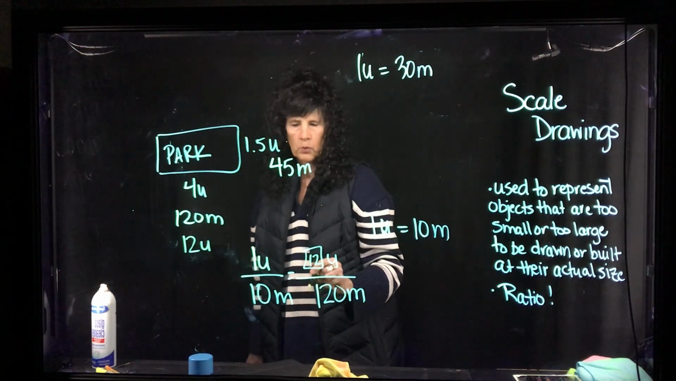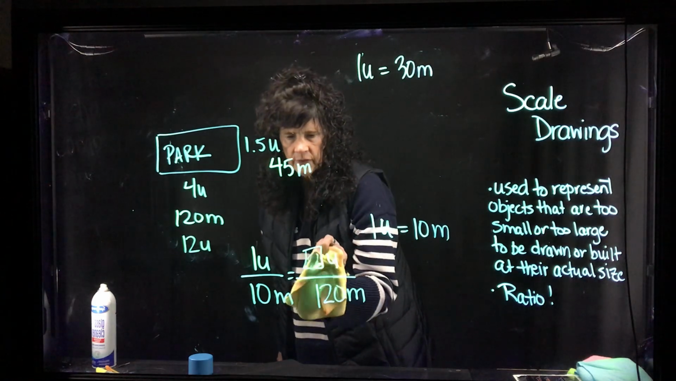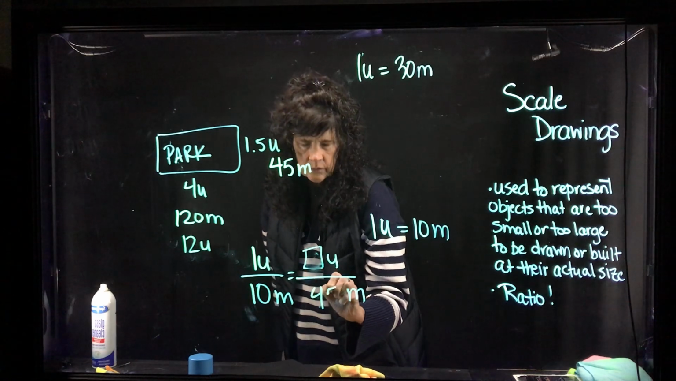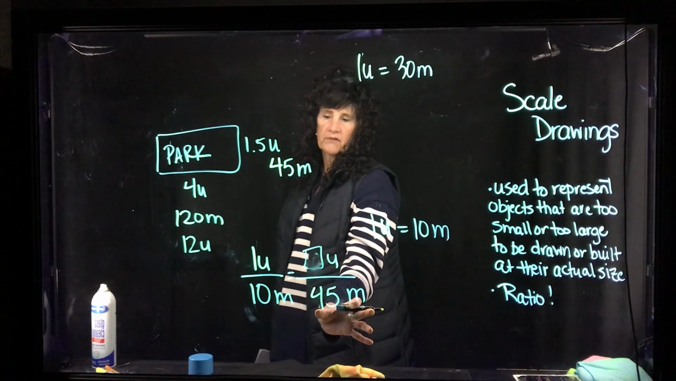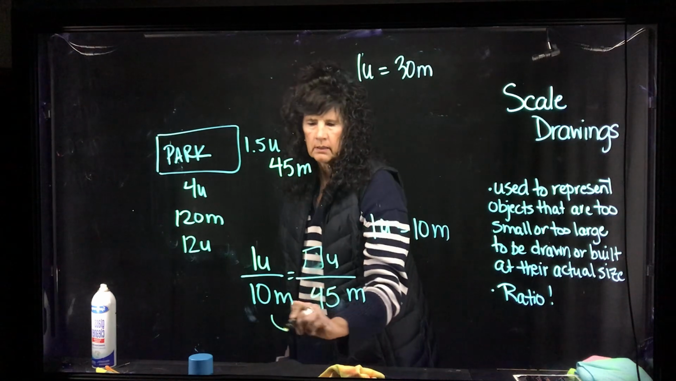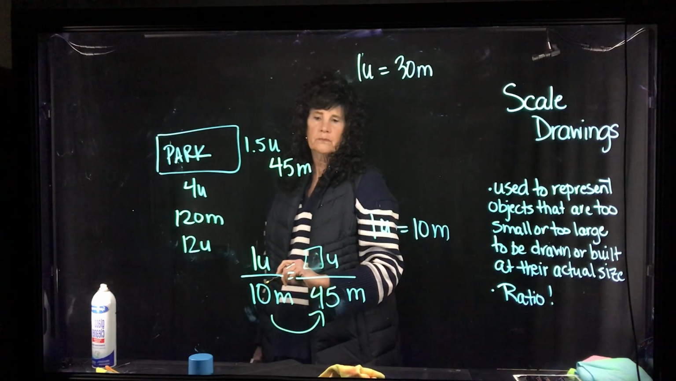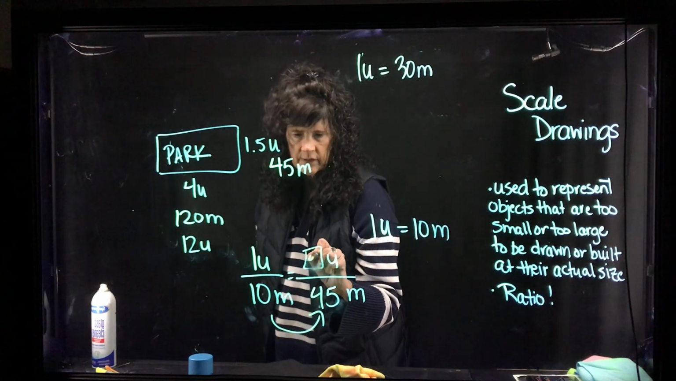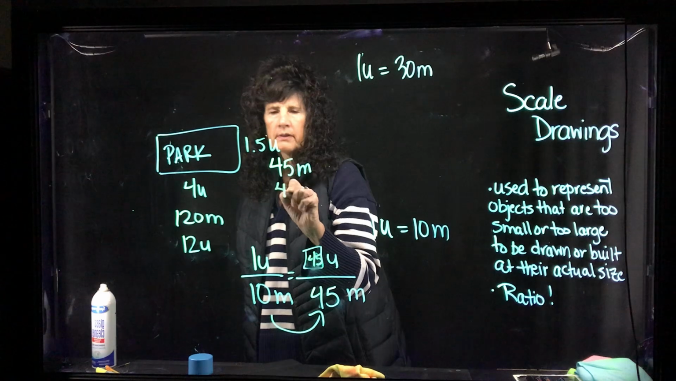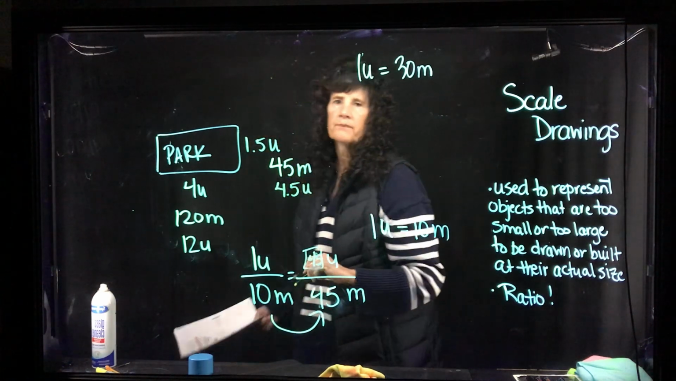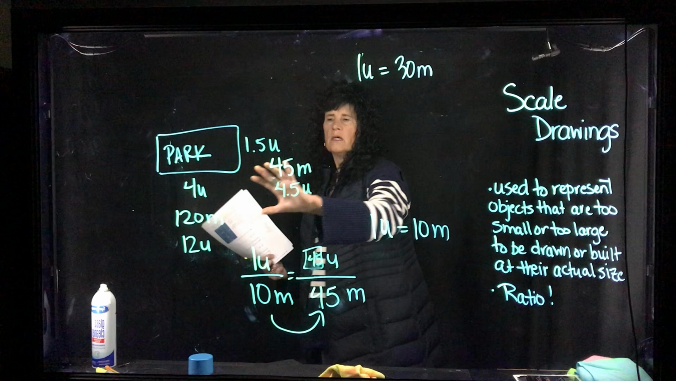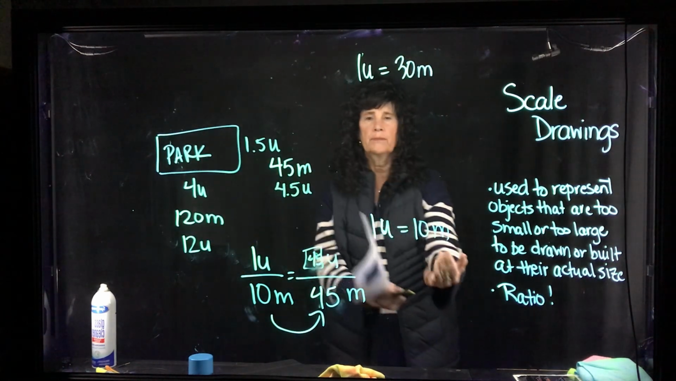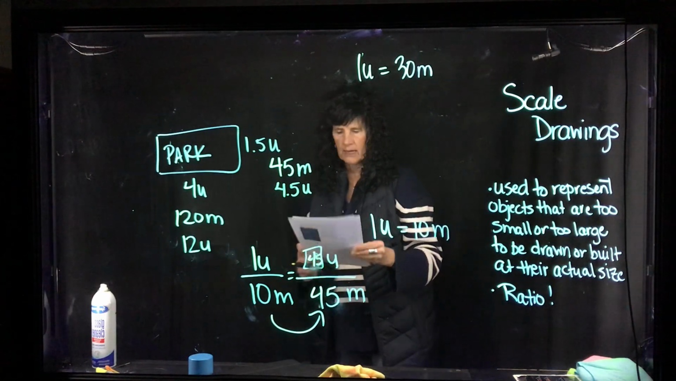And then I have to do the same for the width. So the true width of the park is 45 meters. My new scale here, what am I doing? I am multiplying by 4.5. So therefore, my new width is 4.5 units, okay? So what I did was I took the dimensions on this scale, I found the true dimensions, and then I converted them to new dimensions on this scale, okay?